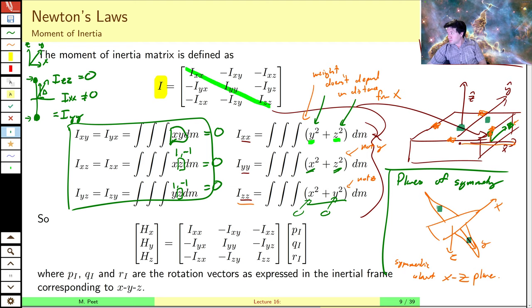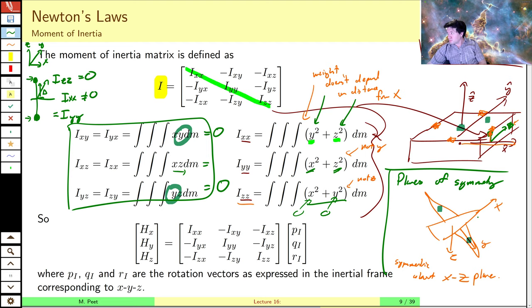So any of these cross integral terms for this plane of symmetry, any one that has a y in it, well, that moment of inertia is going to be zero, because all of the positive y components are going to be canceled by negative y components. Now the xz, we don't have symmetry in the xy plane. If we did, we could get rid of that one as well. But we don't in the aircraft case.